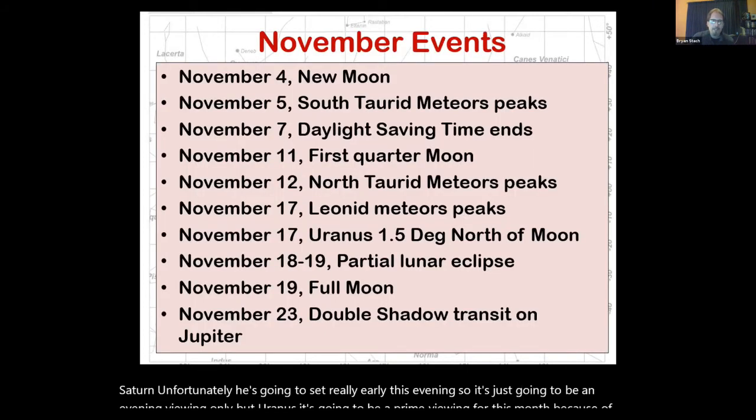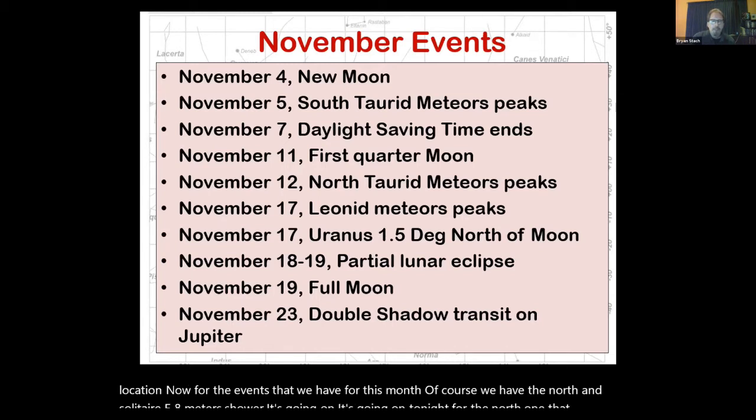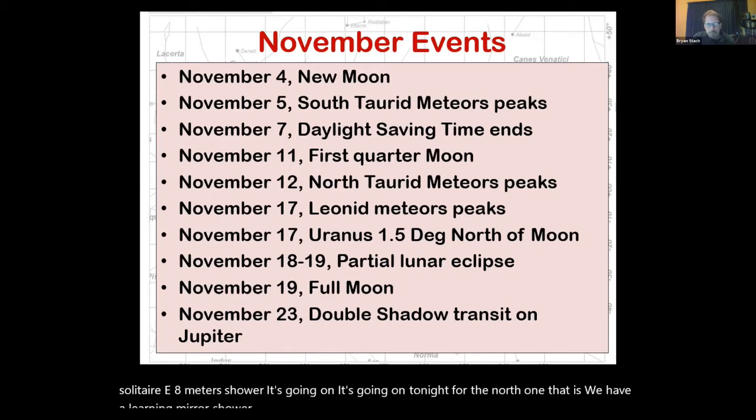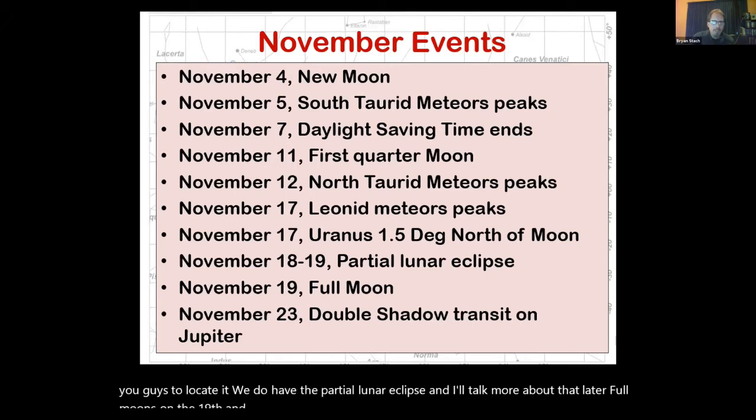Now, for the events this month, we have the north and south Taurid meteor showers going on. It's going on tonight for the north one. We have a Leonid meteor shower, but unfortunately, because of the full moon, it's not going to be great viewing. As I mentioned, Uranus is going to be up on November the 15th. It's going to be only 1.5 degrees north of the moon, so it'll be pretty easy for you to locate it. We do have the partial lunar eclipse, which I'll talk more about later. Full moon is on the 19th, and we have the double transit on Jupiter, where I'll show you in greater detail what that's all about.